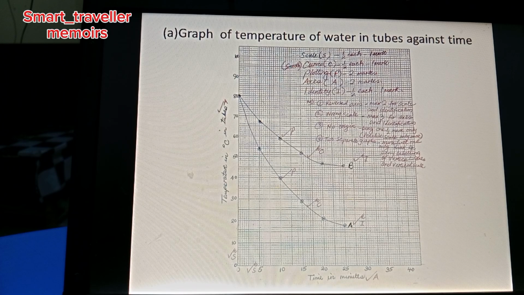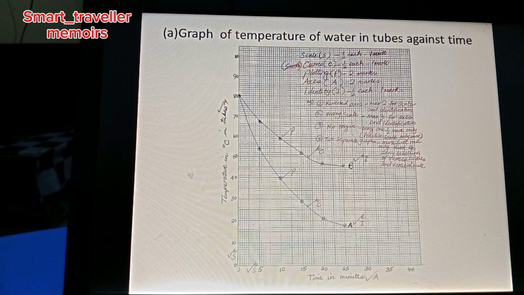So scale: a mark for each curve, which is one mark. Smooth curve, a mark each, which is one mark. Plotting, 2 marks. Axes, 2 marks. Identity, a mark each, which is 1 mark.